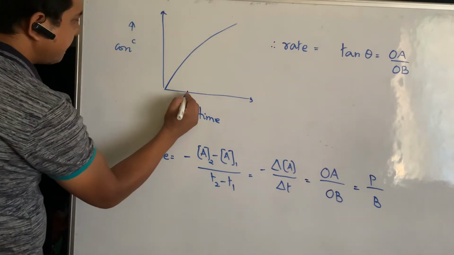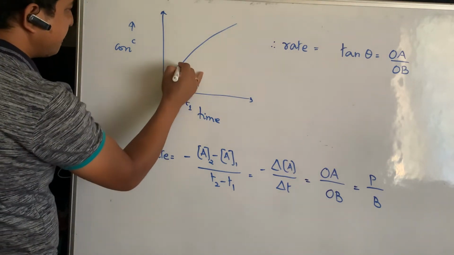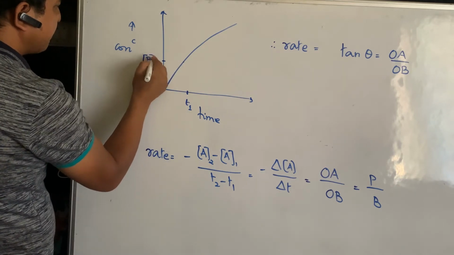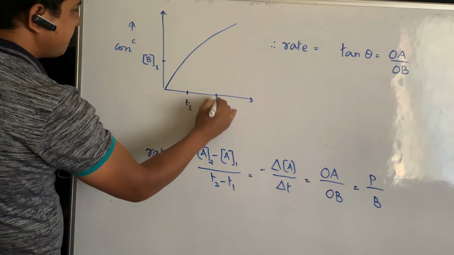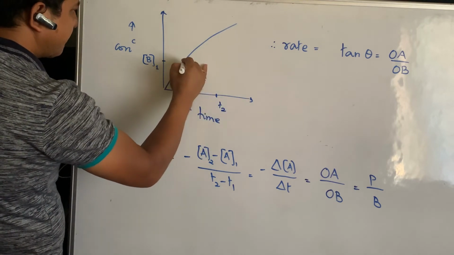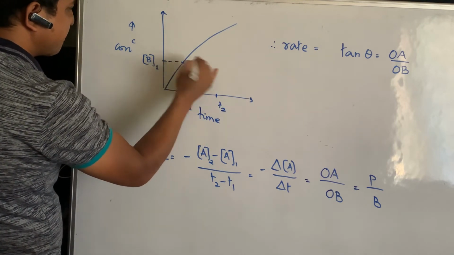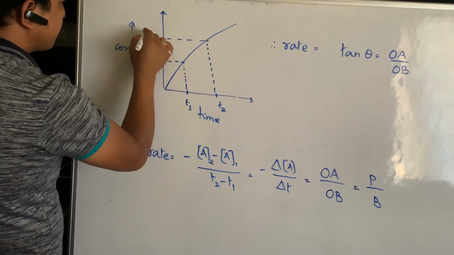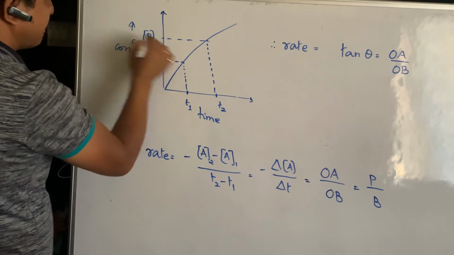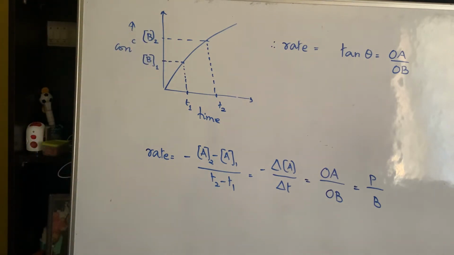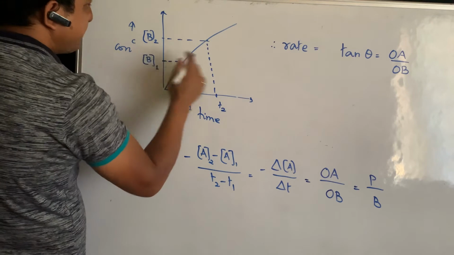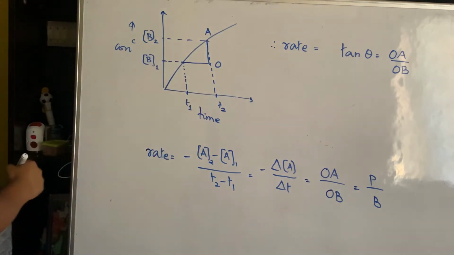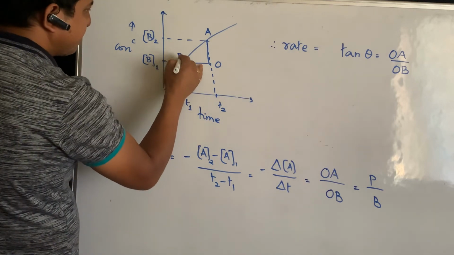Suppose at time t1 the concentration of product is B1. At time t2, the final concentration is B2. What is the change in concentration? B2 minus B1. The change in concentration will be this, again OA. What will be the change in time? The change in time will be this, OB.